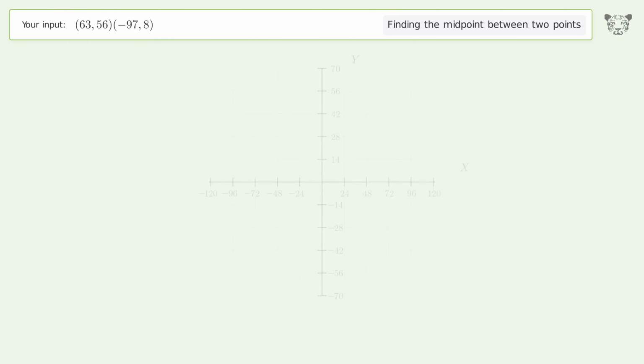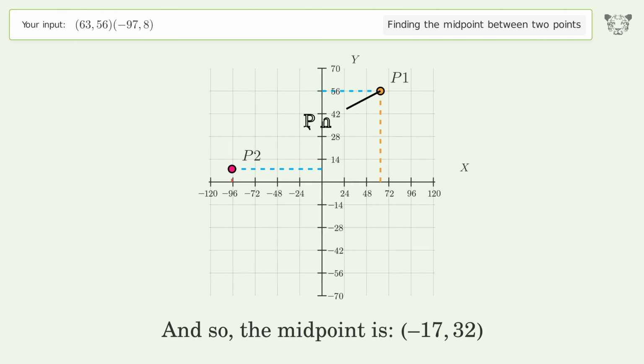And so, the midpoint is negative 17, 32.